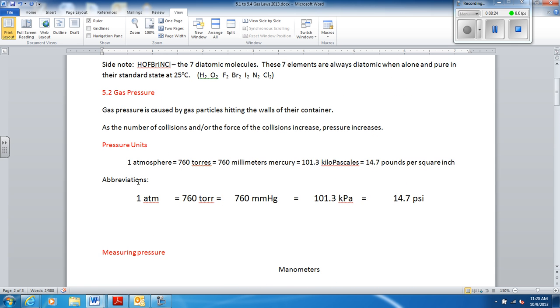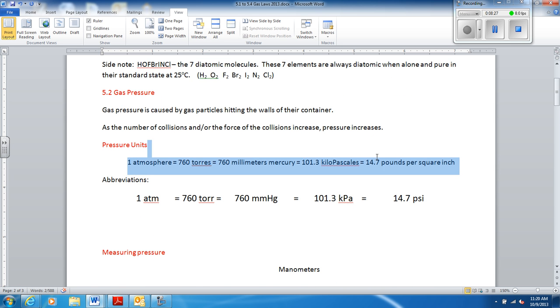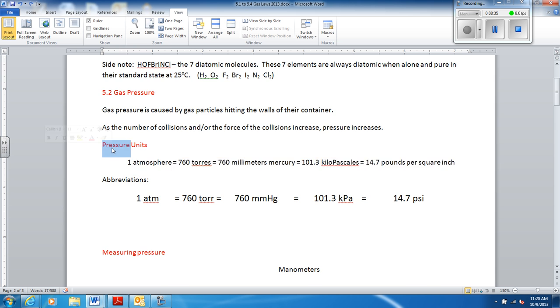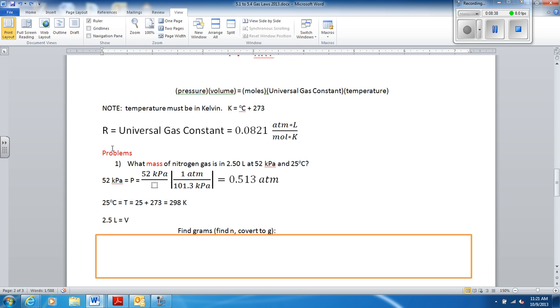You're going to have to get familiar with these different units right here and recognize that those indeed are pressure units. Okay, where did we go? There we are. So 52 kilopascals. We are going to convert those to atmospheres, because the gas constant has atmospheres in it. So we always want our pressure in atmospheres if we're going to use the ideal gas law and the gas constant.